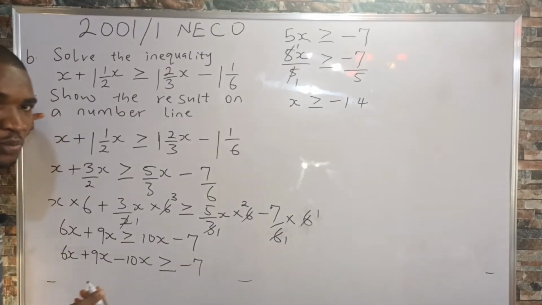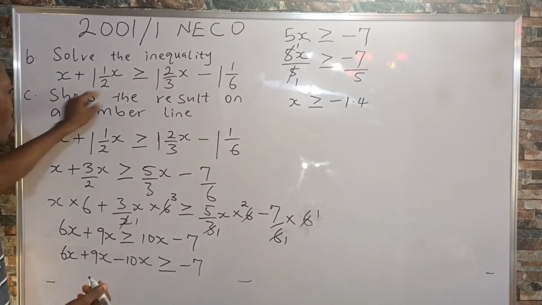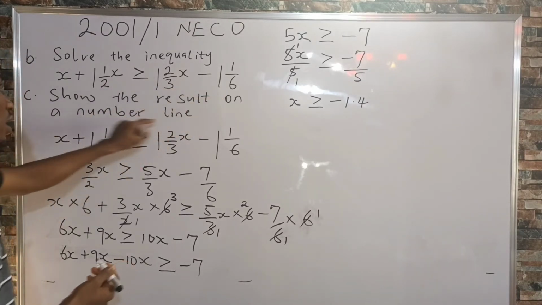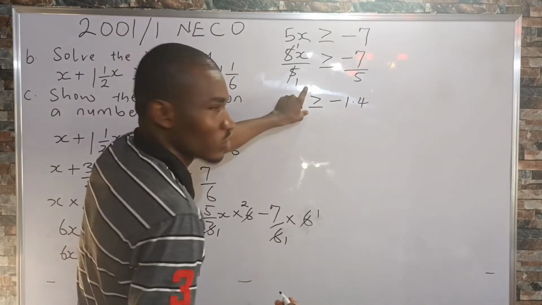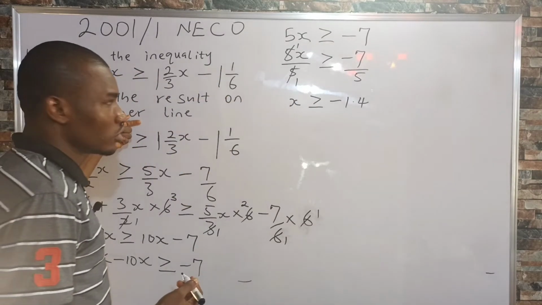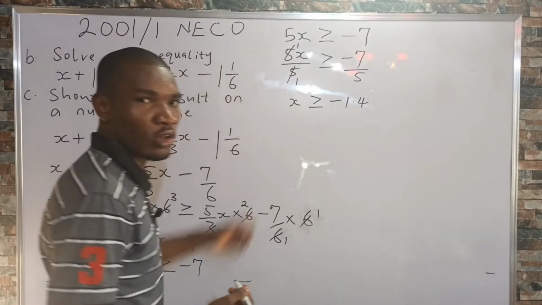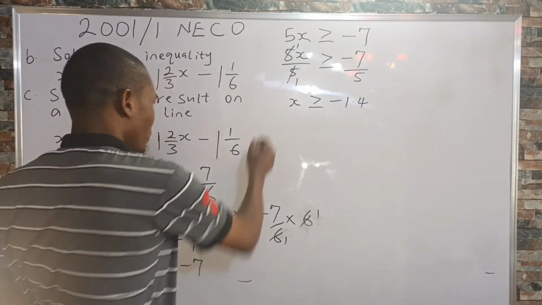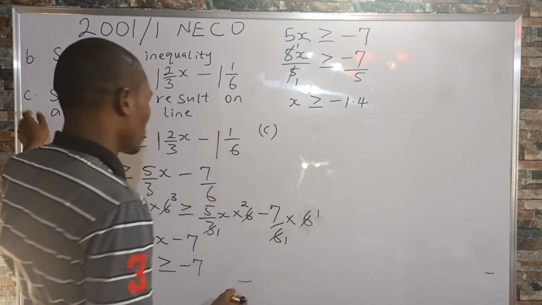Let's also take the C part of the question. We are asked to show the results on a number line. And obviously, this is the result of what we solved already. So to represent this result on a number line, it is very simple to do. This is the C part of the question.